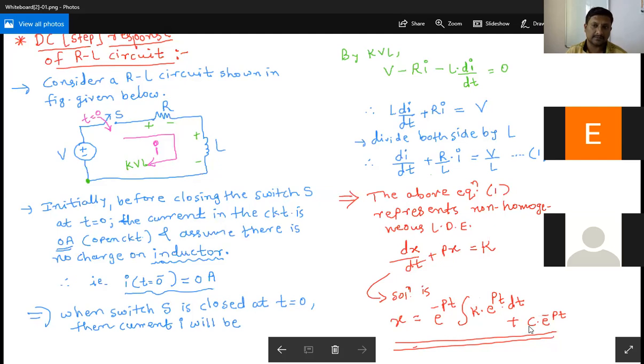So what is C here? Anyone can tell what C is? C is nothing but an arbitrary constant. C is an arbitrary constant that you have to find out. You have to find out its value by using the initial condition as well as the final condition.